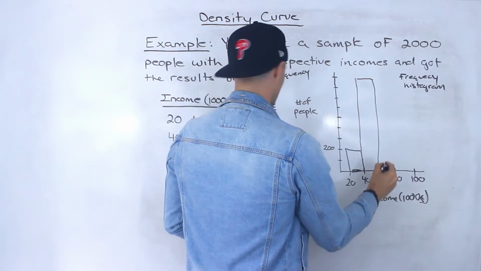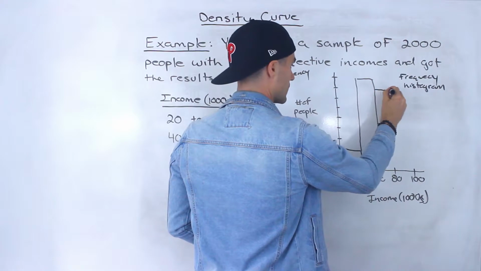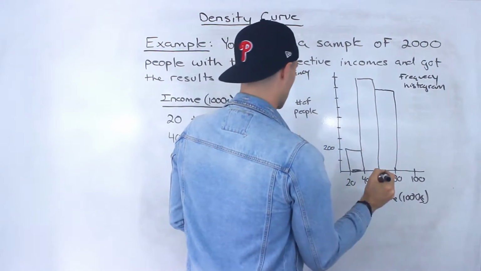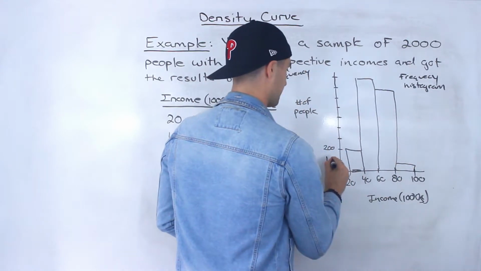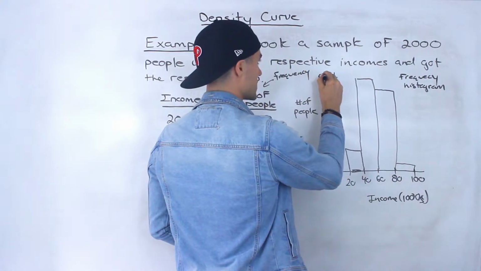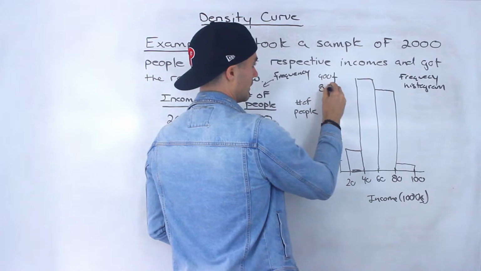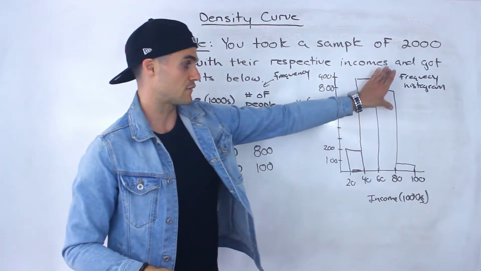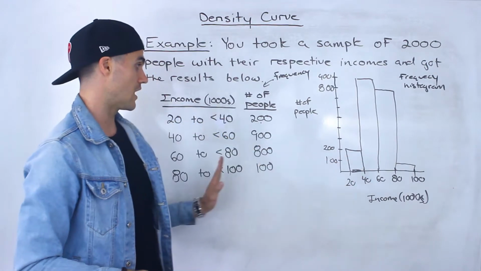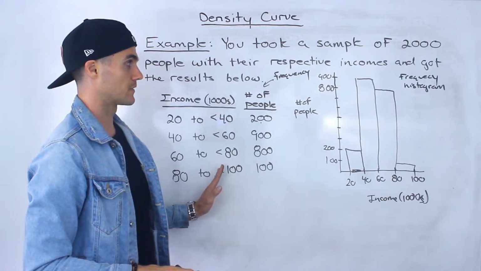Then we're going to have 60 to 80, which would be 800. And then we'll have 80 to 100, which is just 100, so down over here. And up here is 900 and 800. So this here is a frequency histogram of this data over here.